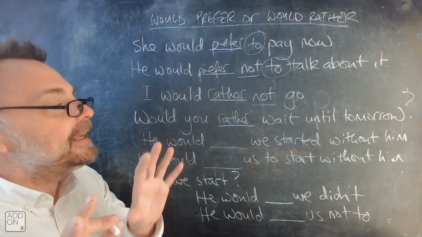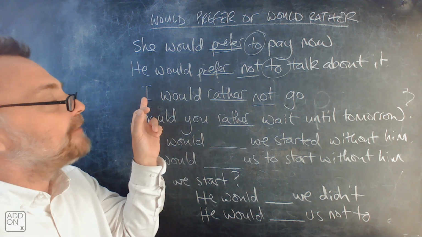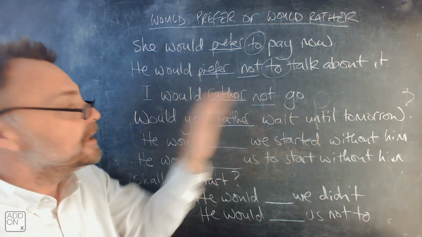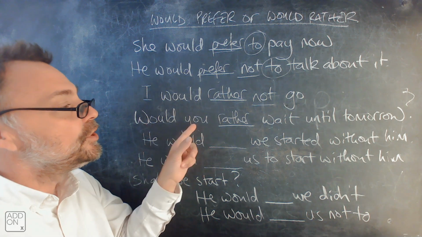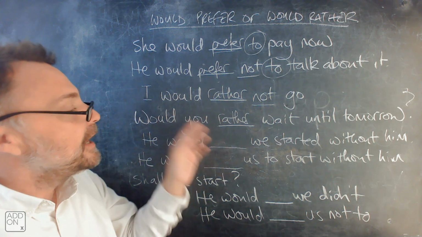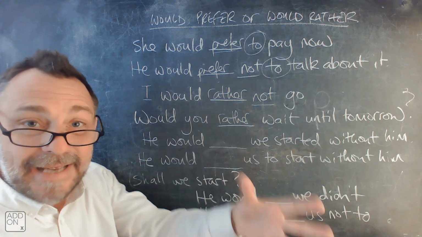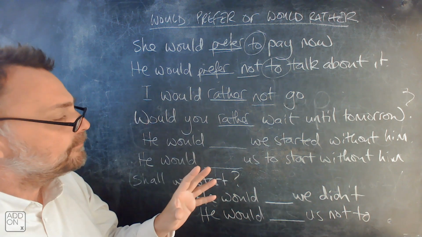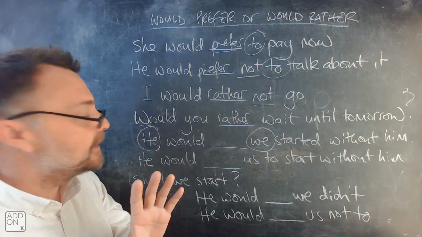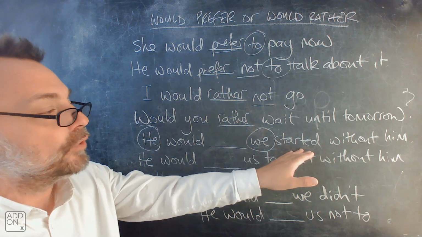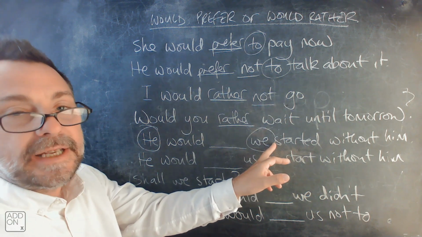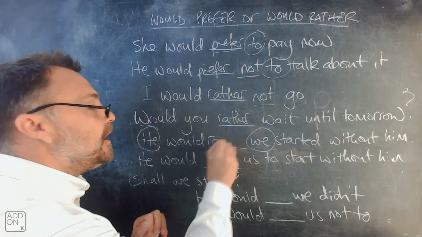Okay, now in this one we have I is the subject of the preference and I is the subject of go. They are the same. In this one, would you rather wait? You is the subject of the preference and you is the subject of the wait verb. In this one, we have a different subject for the preference and for the verb. So, but we don't have an infinitive. We don't have a to in here. So we're going to use rather.